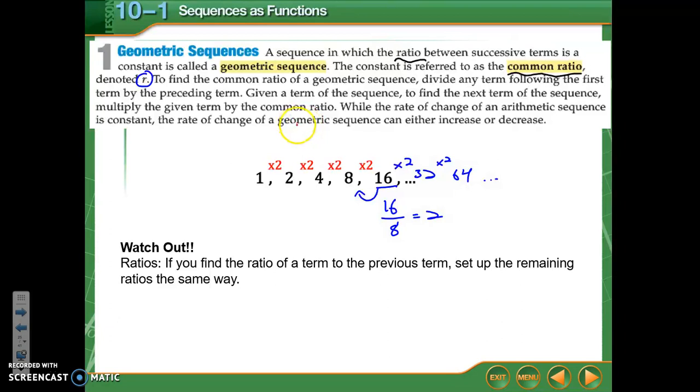The rate of change in an arithmetic sequence is constant. In a geometric sequence, it's not. My ratio, what I'm multiplying by, is the same, but the difference between the terms is not constant. So when we graph this one, it is not going to be a straight line. So be careful. If you're doing ratios like 16 divided by 8, make sure you always do the ratio the same way to check and see if it's equal at every step.